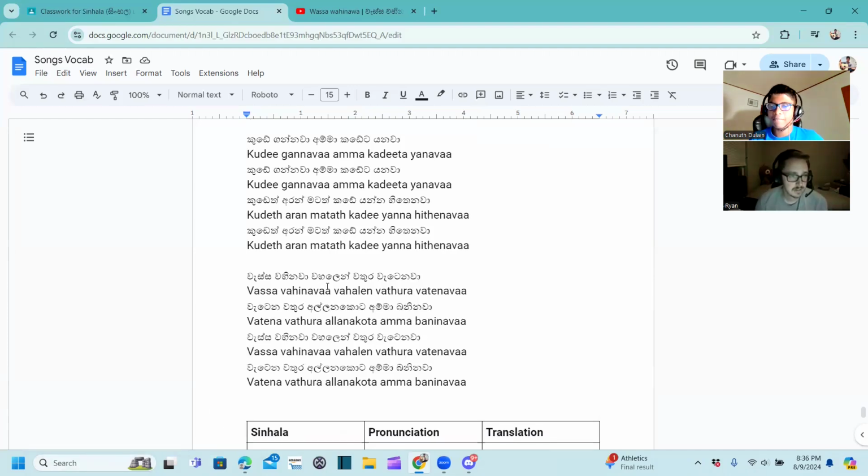So "amma" is mom. "Kude ganava" means taking the umbrella. So mom is taking the umbrella and going to the "kade," the shop. "Kadeta yana" means going to the shop. So, do you kind of understand the meaning behind it?